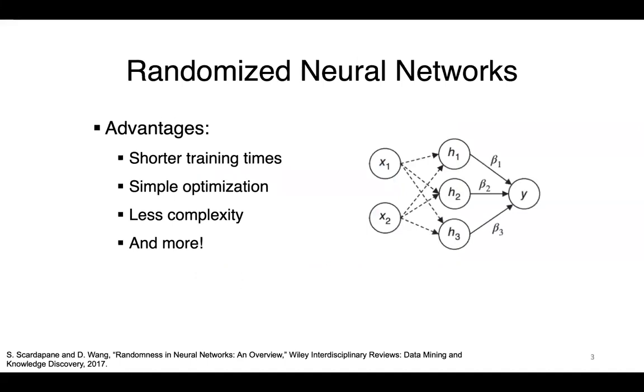There are several neural net architectures that meet the resource constraints of edge computing, and one of the most popular ones is randomized neural nets. The distinguishing feature of randomized neural nets is that they randomly initialize a subset of their network weights prior to training. Thus, they typically have shorter training times, simpler optimization procedures, less model complexity, and more attractive properties. These properties make random neural nets an attractive candidate for edge computing applications. Today we will be focusing on a specific randomized neural net called the Random Vector Functional Link Network, or RVFL network.